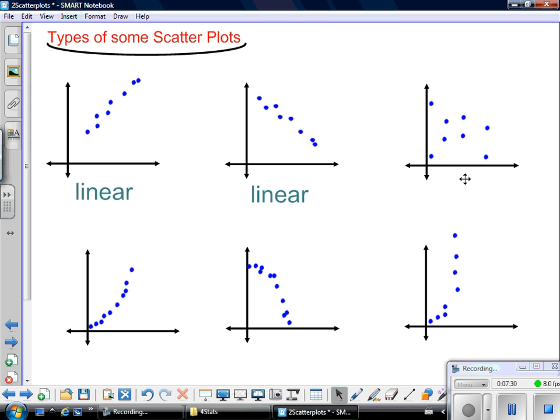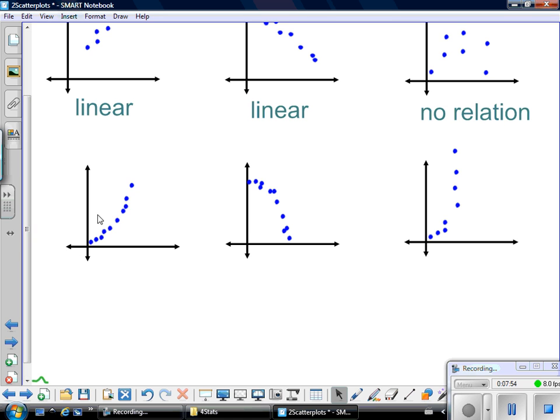This one here, a little bit harder to say. So I'm going to say no relationship here because it looks like it could go up. It also looks like it could go down. So no relationship. It doesn't mean that I can't make a scatter plot. It just means I shouldn't make a line of best fit or an equation of best fit based on what I'm seeing. The bottom row is a little bit harder because we have things such as quadratic and exponential.